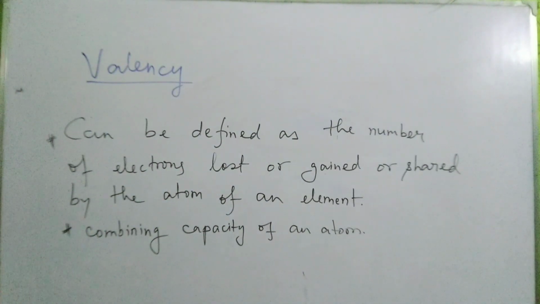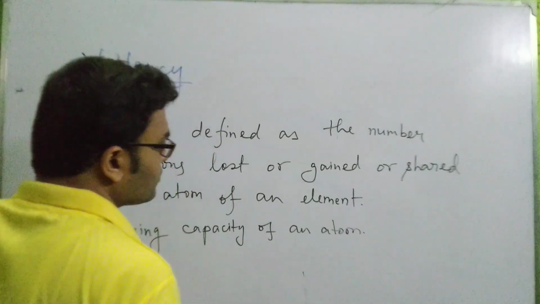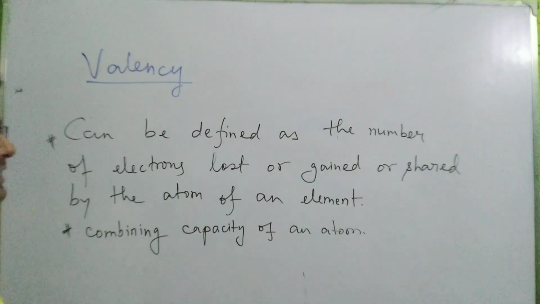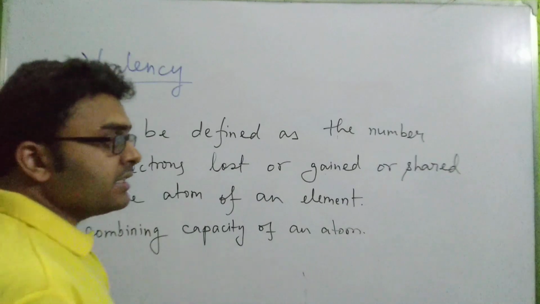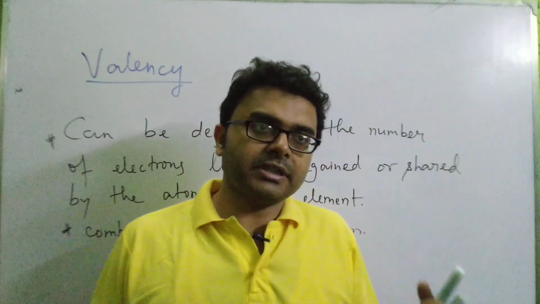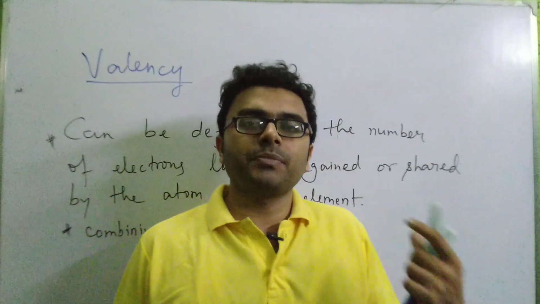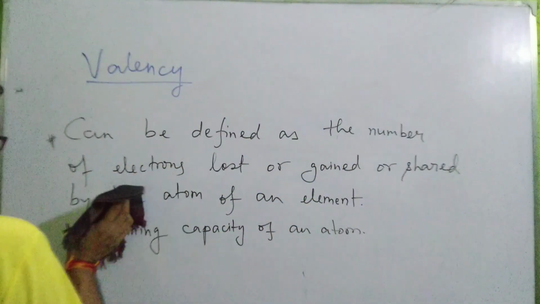And if an atom, say, loses one electron or two electrons, then what happens? It acquires some positive charge. How much positive charge? One positive charge or two positive charge. And that is when we say that the atom of that element has a valency of +1 or +2. Just giving two more examples.